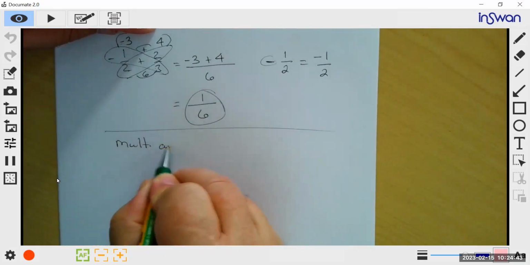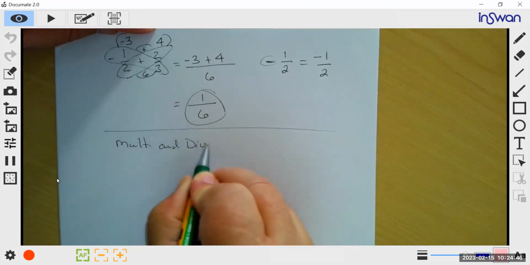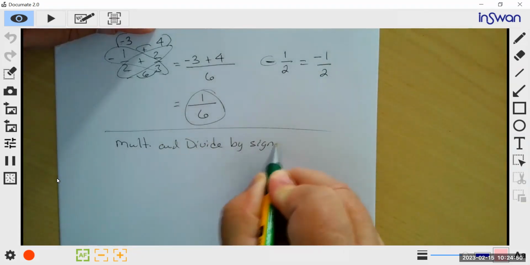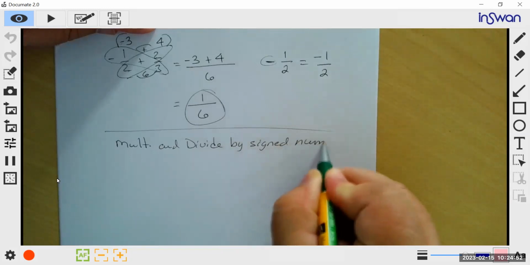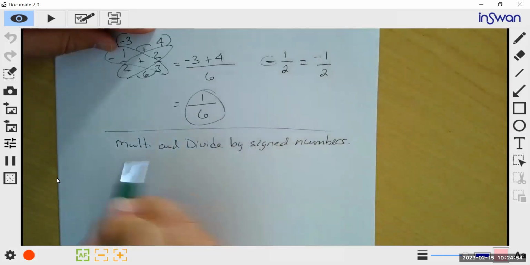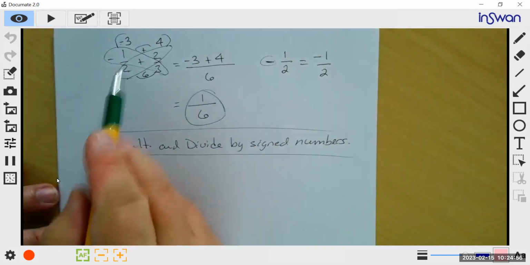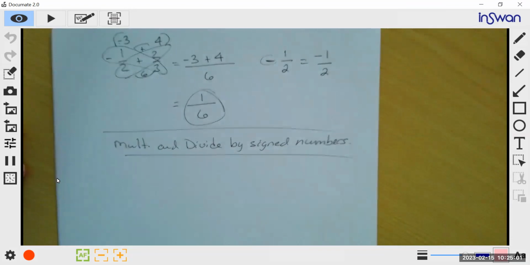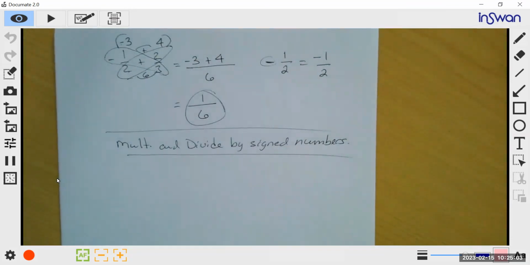Multiply and divide by signs, or signed numbers. Is that part 3? Well, it is part 3, but we need it because when we do the fractions, we're going to have to multiply different signed numbers. So I might as well instruct you what goes on here first.